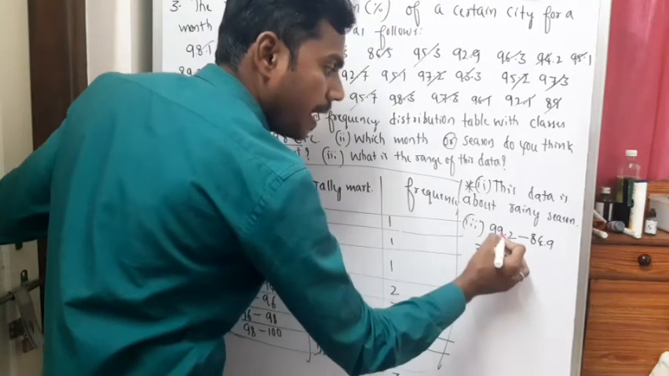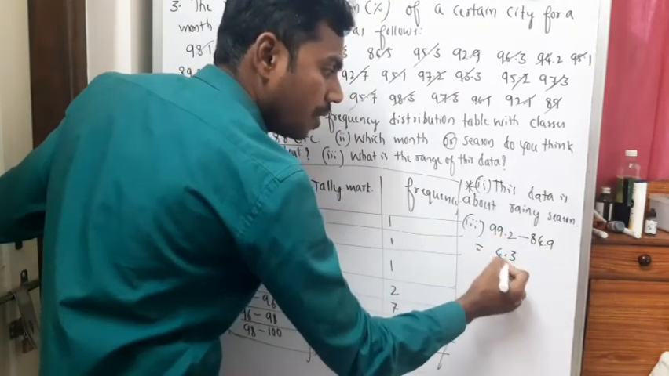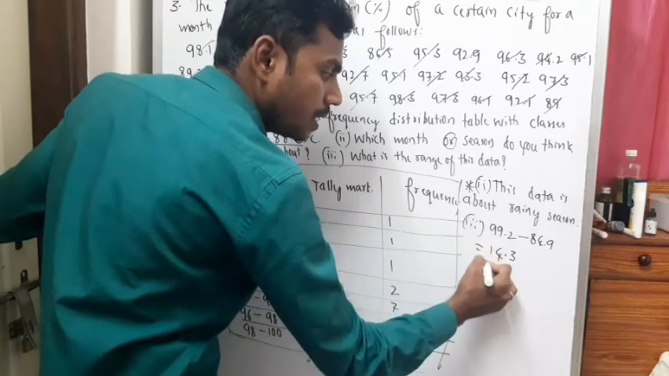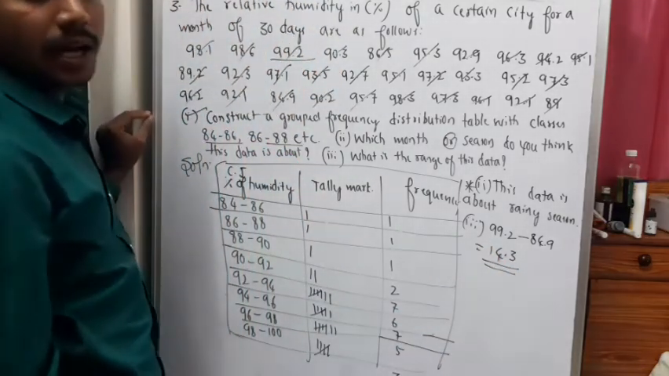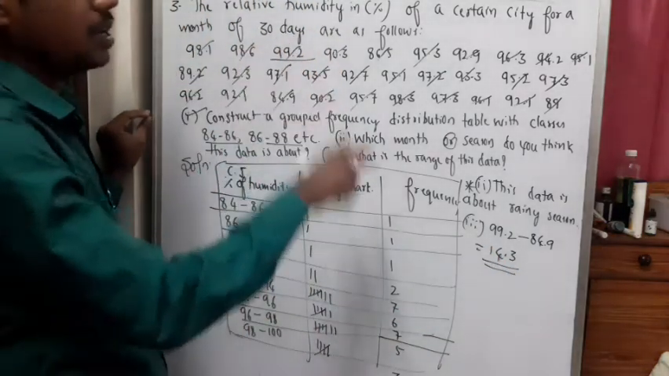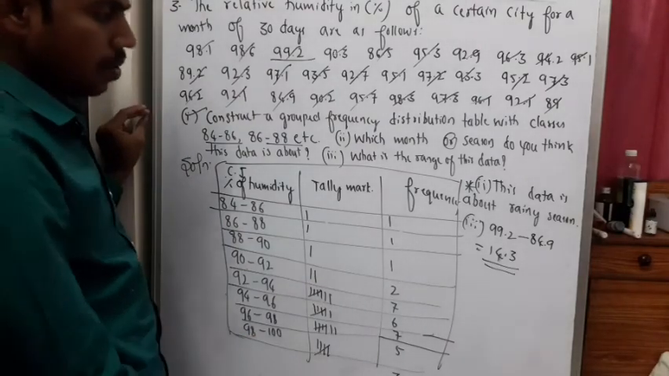So 12 minus 9, 3. Now this will be 8. 8 minus 4, 4. 9 minus 8, 1. That is 14.3 is the range of this particular data. So please note this down.